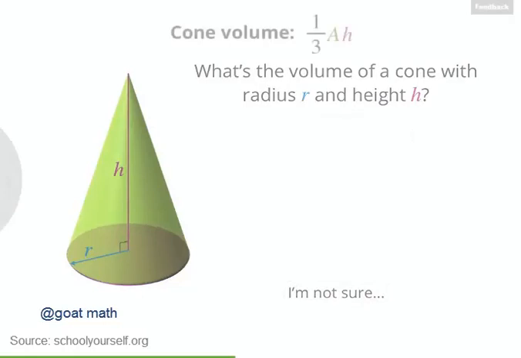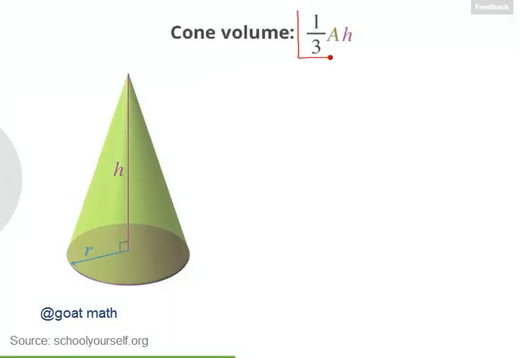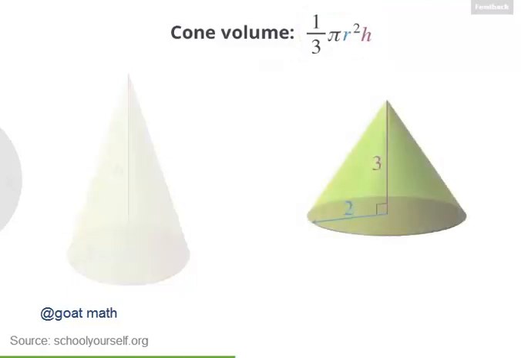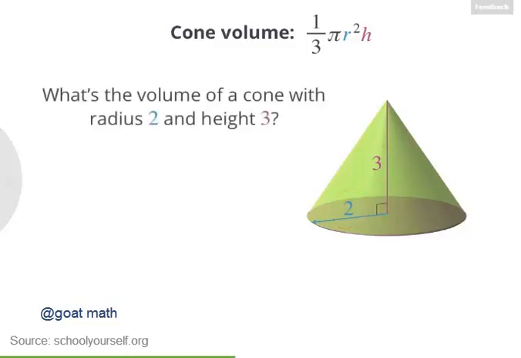Bingo! Just like a pyramid, the volume of a cone equals 1/3 times the area of the base times the height. And the base of a cone happens to be a circle, which you know has an area of pi r squared. So the volume of this cone equals 1/3 pi r squared times h. Let's try a sample problem with some numbers. Here's another cone whose radius is 2 and whose height is 3. What's the volume of this cone?